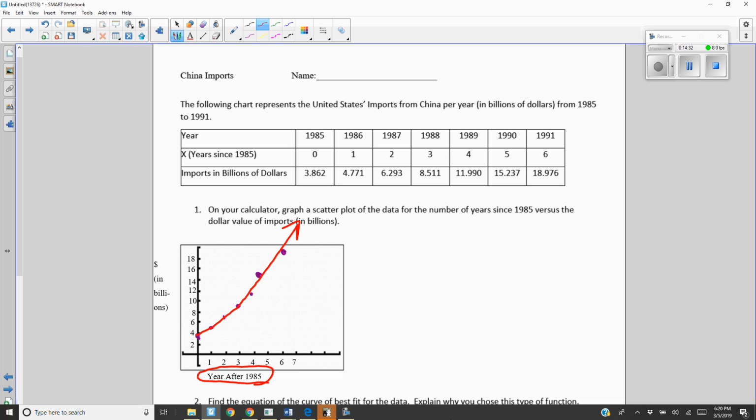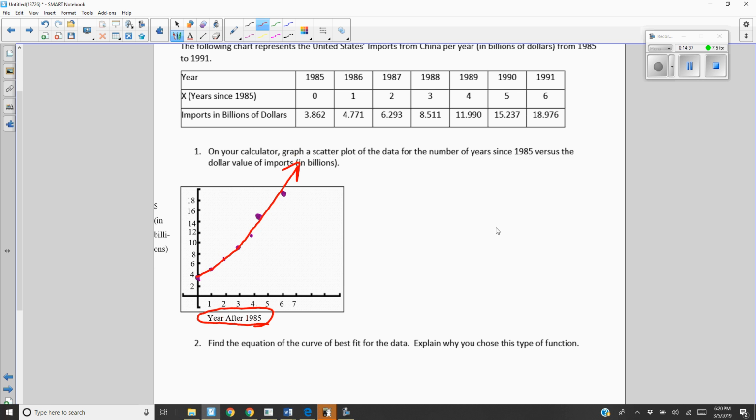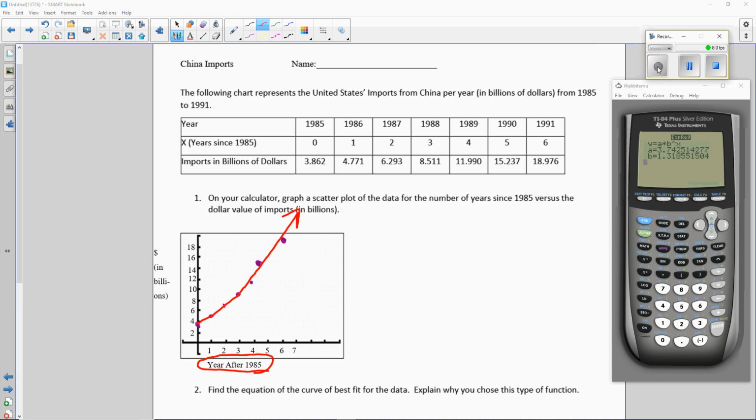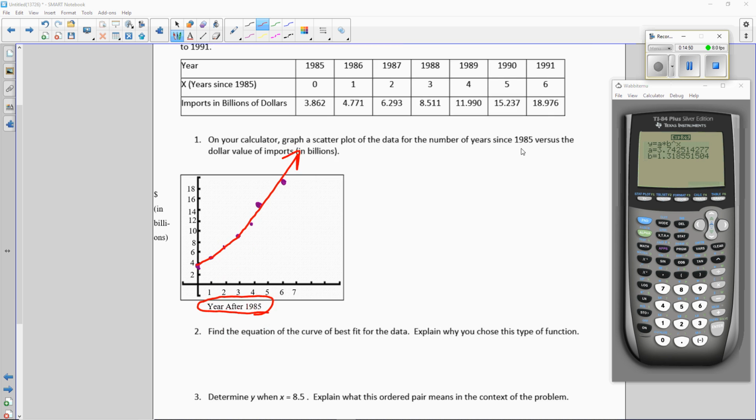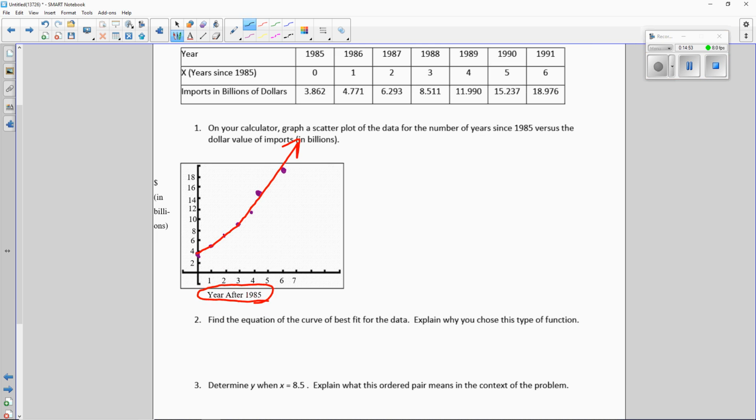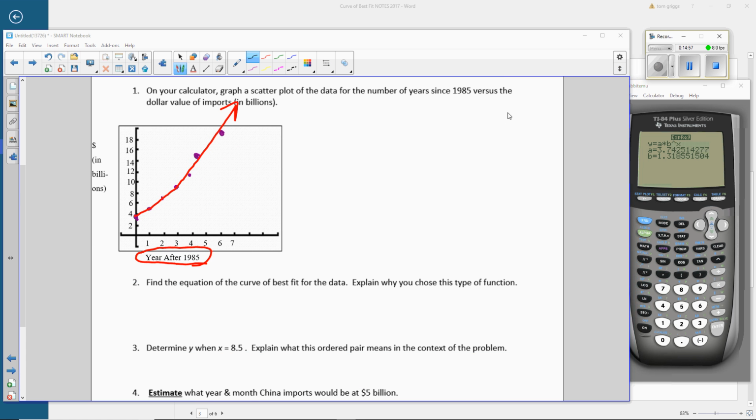Here in about 10 seconds, I'm going to give you the equation of the curve of best fit for the data. Again, follow those steps in the calculator. See if you can do this on your own before I give the answer here in a couple seconds. All right, so those are the values I got in the calculator for my equation. Let me bring that back. And that's the answer to number 2.